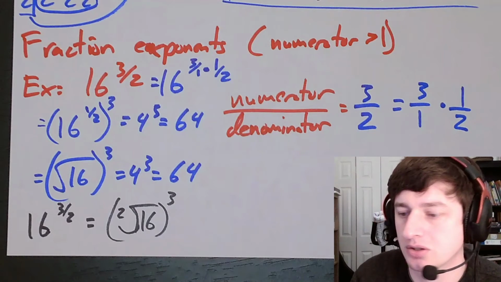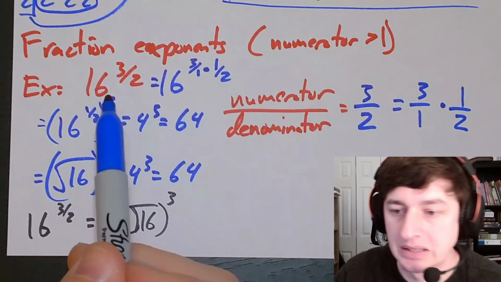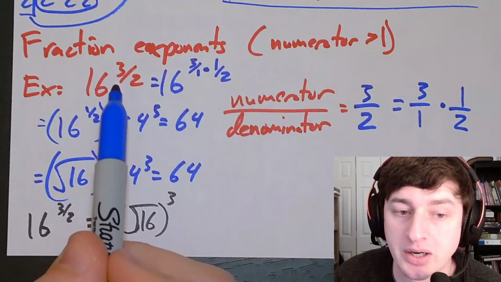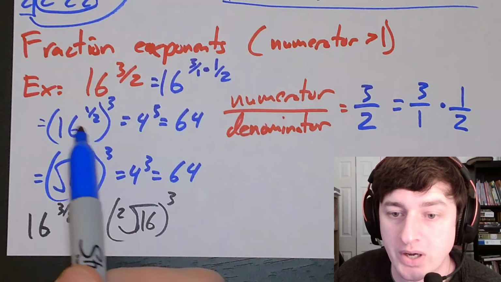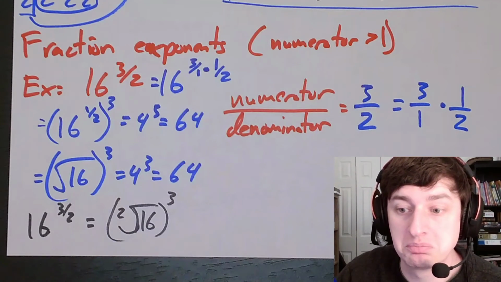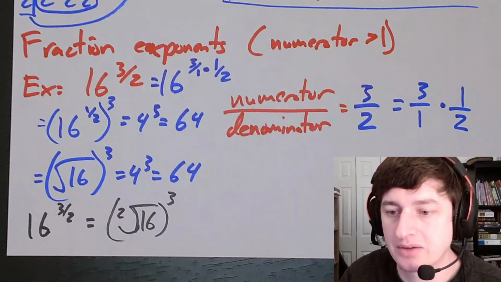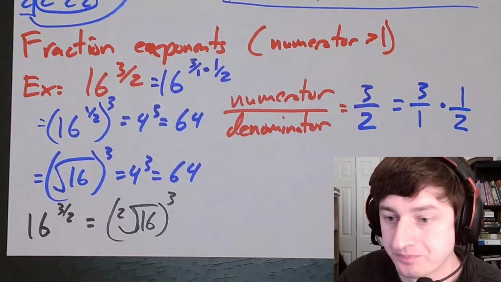These are not things that I look at, 16 to the 3 halves, and I'm not going to simplify that in my head immediately. I might do all the steps in my head. I can do 16 to the half and then raise it to the third. I can keep all these numbers straight in my brain to get to 64. But I don't immediately go, oh, 16 to the 3 halves, that has to be 64. That is not a thing that I expect of anybody.